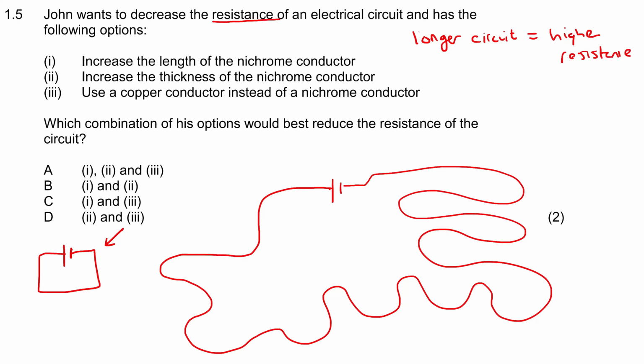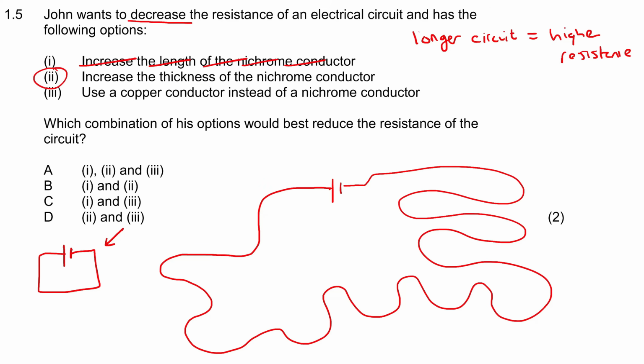Okay, and then obviously the opposite is true. If you have a short circuit, then it's typically a lower resistance, like if you have a piece of wire. Okay, so if John wants to decrease the resistance, he should not increase the length, because when you increase the length, you're going to increase the resistance. Okay, now what about increasing the thickness?